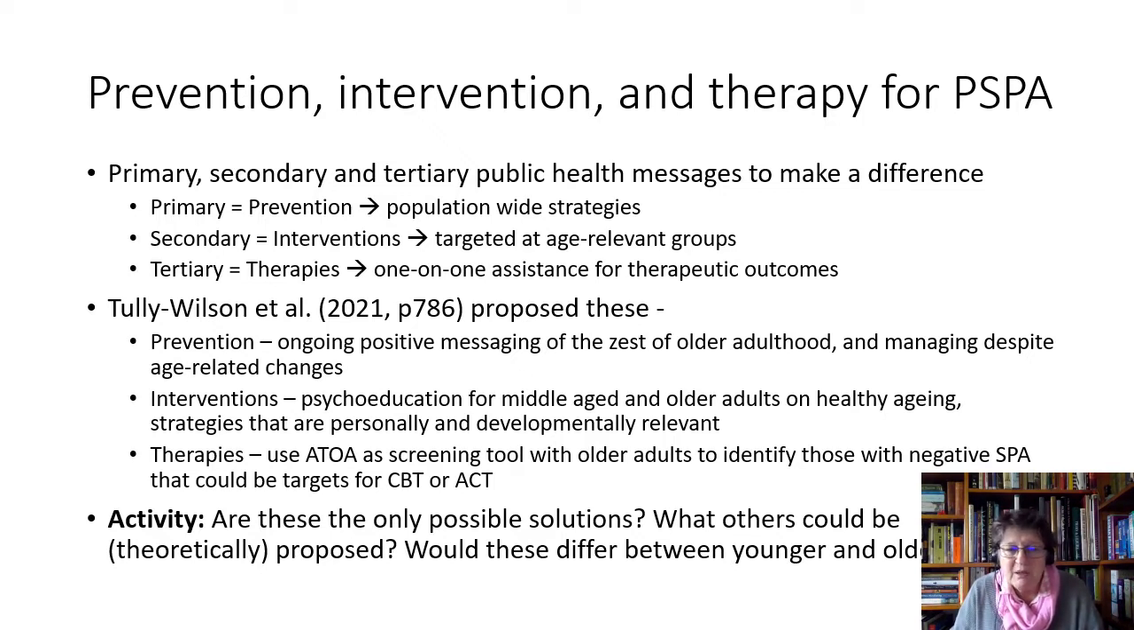Tully Wilson et al. proposed these prevention, intervention and therapies for using ATOA, thinking about how we change self-perceptions of aging to be more positive. What I want you to think in this activity is, are these the only possible solutions? What others could be proposed? Would we have differences, particularly in the prevention stage, between younger and older adults? Think about that.